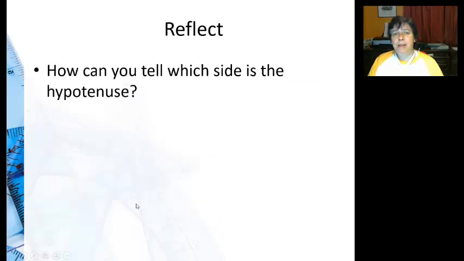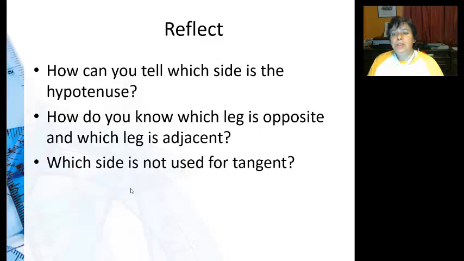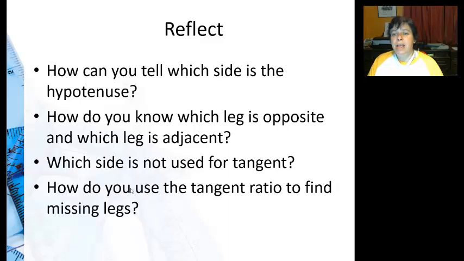So for further reflection, how can you tell which side is the hypotenuse? How do you know which leg is opposite and which leg is adjacent? Which side is not used for tangent? And how to use a tangent ratio to find missing legs?